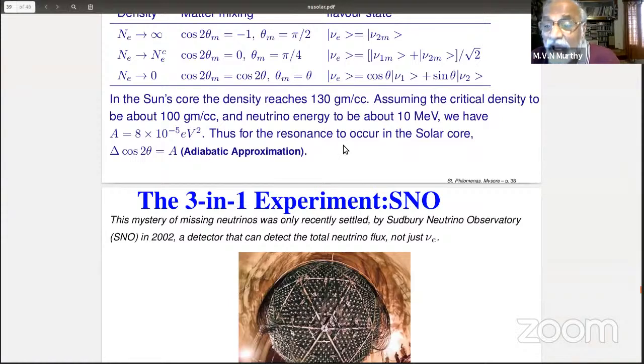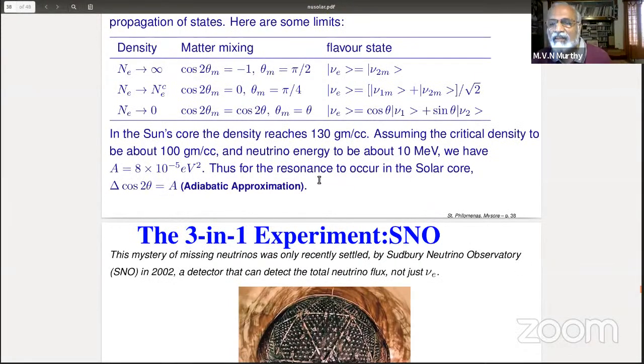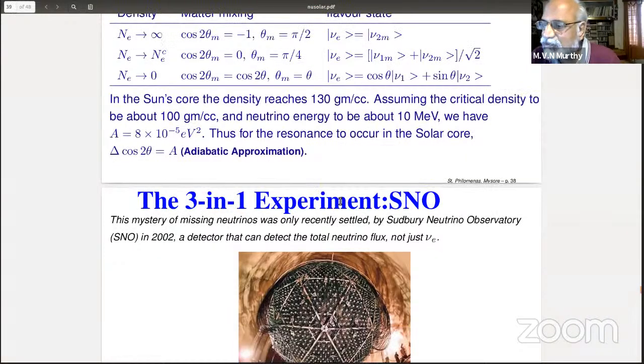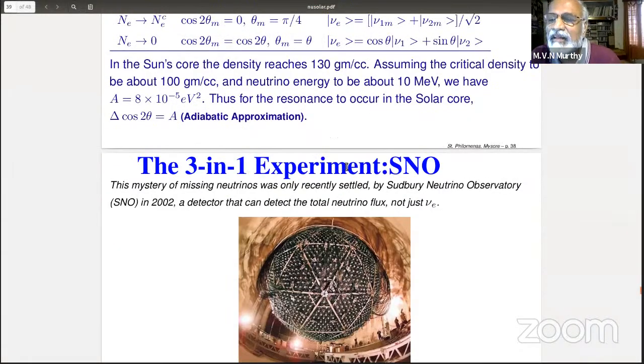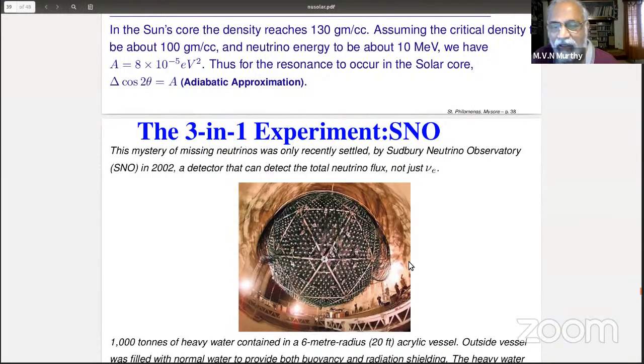So if you have an experiment in which you can see not only the electron neutrino flavor, but also the muon neutrino flavor, because you are saying that the deficit is because part of it is converted into muon neutrinos. Now, can you have an experiment which sees everything? Now, that is this beautiful experiment called the 3-in-1 experiment, and it was done at the Sudbury nickel mine, and this collaboration is called the Sudbury Neutrino Observatory, and their result appeared in 2002, though they started building the detector in the late 1980s.